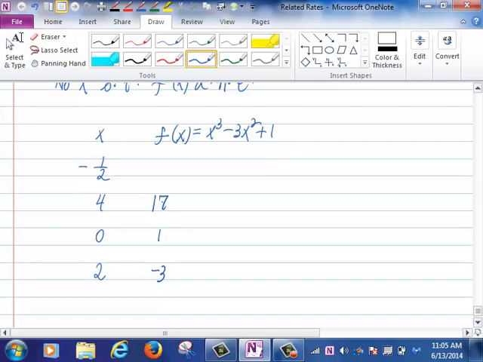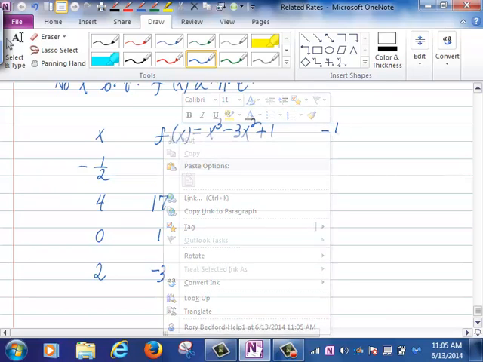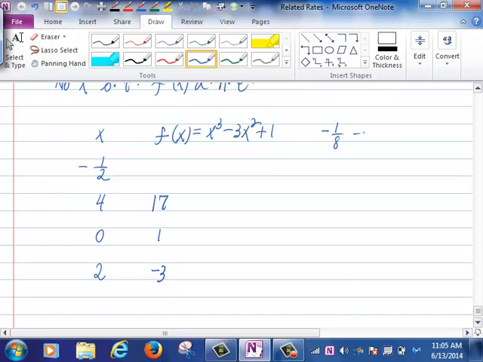If you plug in -½ you get negative 1/8 minus 3/4 and plus 1, right? So what is that? Let me see. So this would be negative 1 minus 6 plus 8, over 8. Yes, 1/8. So you get 1/8 if you plug in negative half.